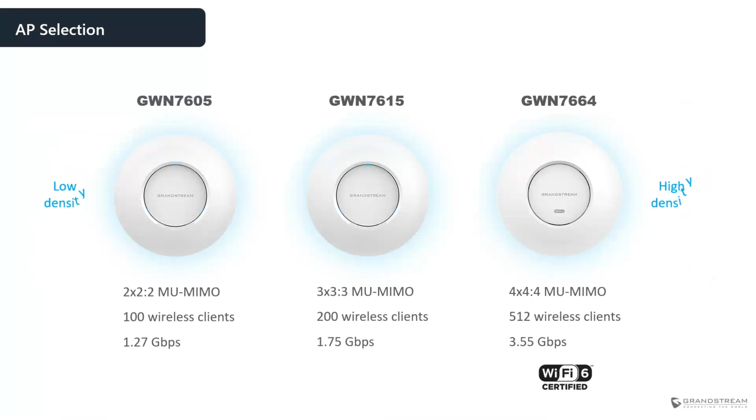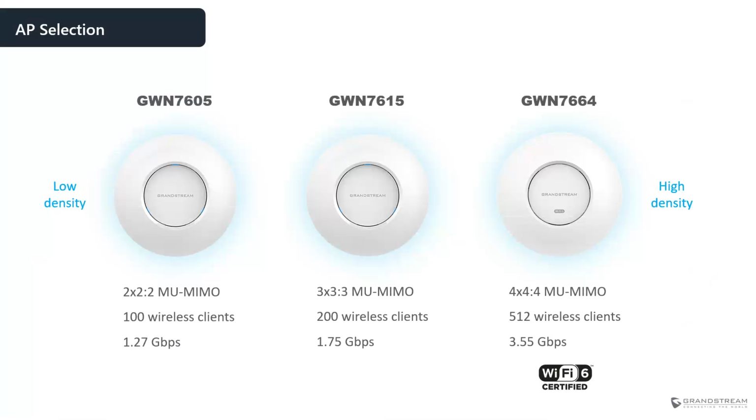We talked about AP selection. Grandstream offers a wide range of access points designed to fit different types of deployments, from low density to medium density to high density access points. Usually when you decide which access point to use, you look at the capacity and the speed. As you can see, there is a correlation between the number of antennas or spatial streams supported on the access point and the capacity and the speed. The more spatial streams we have, the higher the data rate and the higher the wireless capacity.